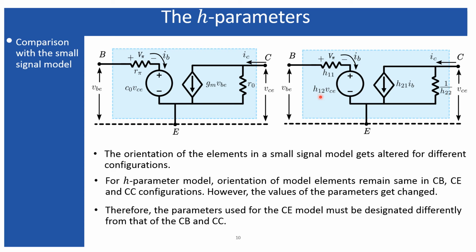The values will be changed, but the orientation of the circuit elements remains the same. Only the values get changed. So this is the major advantage of the H parameter. That is why we generally use the H parameter for the bipolar junction transistor rather than the small signal model. However, there are lots of cases, because the common emitter is much more general, so this model can also be used equivalently. But when you are going from the small signal to common emitter, common collector and common base, the H parameter model is much more suitable than using the small signal model.